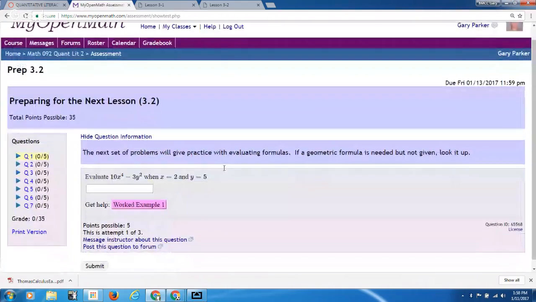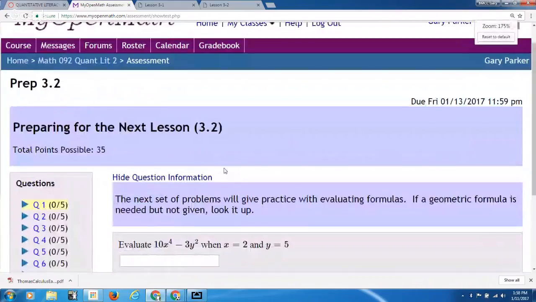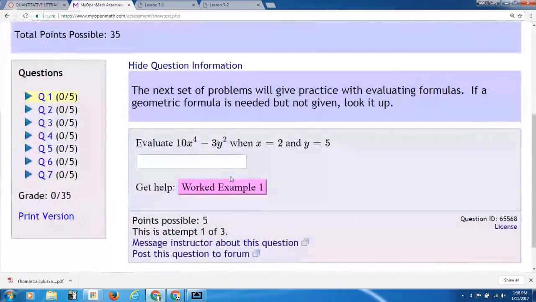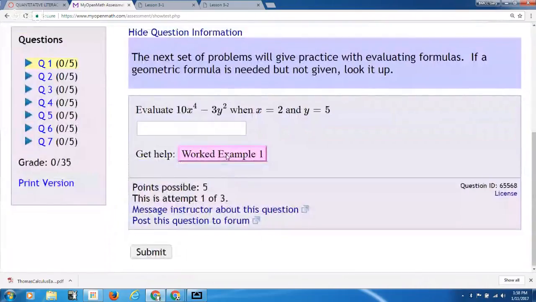Let's take a look at one of these. So here, a little more, play around with just evaluating formulas. And most of these have videos to go with them. So here someone says, okay, we're going to take 10 times some number raised to the 4th power minus 3 times some number to the 2nd. And they tell us what those numbers are. So let's give that a shot.